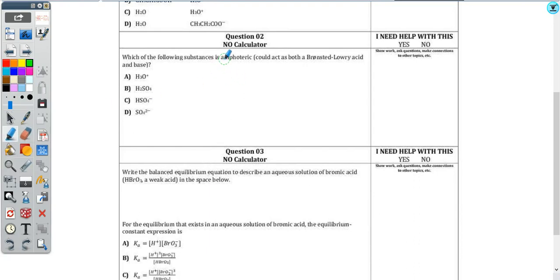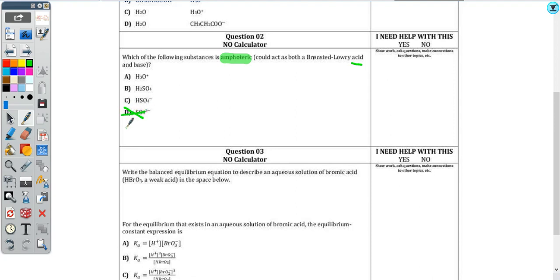This is sometimes named amphiprotic. It simply means that the substance can act as both a Bronsted-Lowry acid or a Bronsted-Lowry base. Probably easiest is to work with the acids first. If it's going to be an acid, it has to have a hydrogen ion to donate, right? And so as you look at the answer choices, answer choice D is going to be out right away.